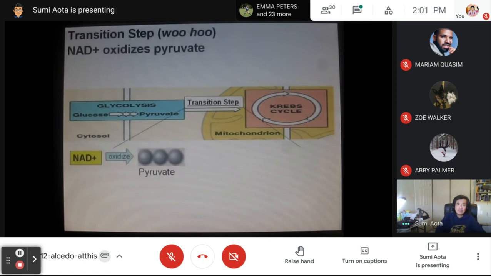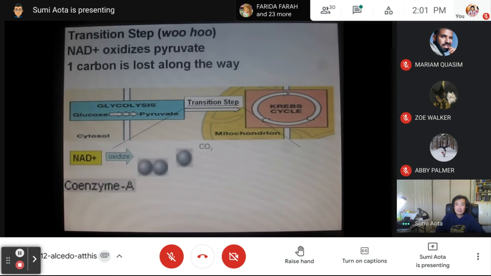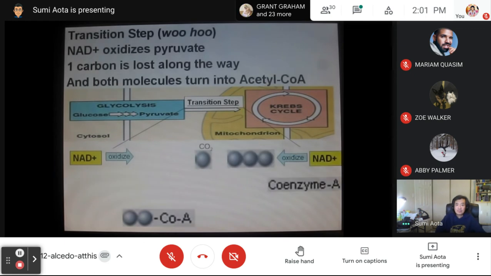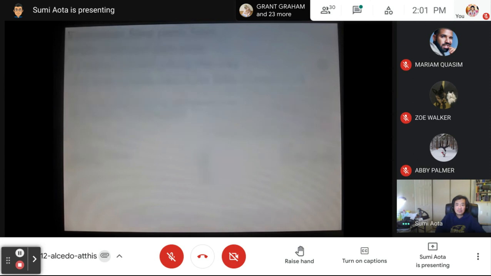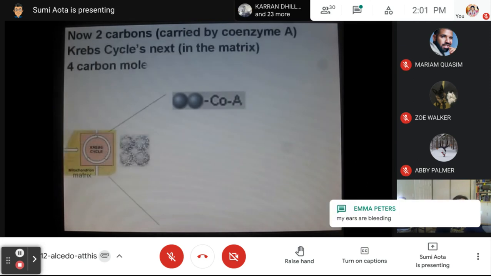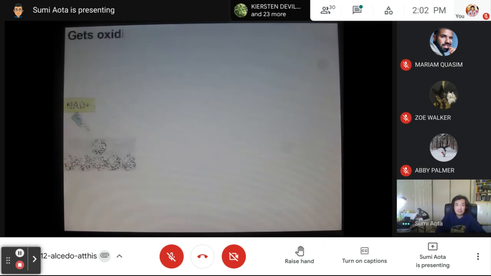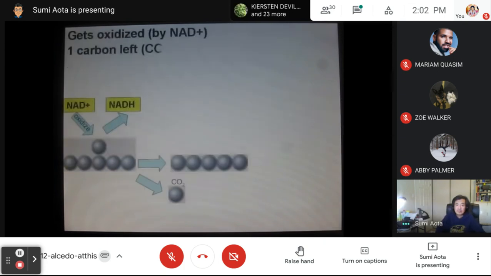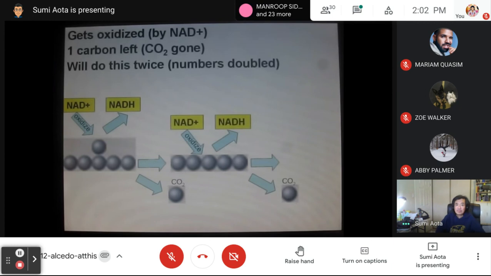And NAD+ oxidizes pyruvate. One carbon is lost along the way, and both molecules turn into acetyl-CoA. Now two carbon, carried by CoA, Krebs cycle is next. In the matrix, a four carbon molecule is already there. The two connect. Now six carbon gets oxidized by NAD+. One carbon left, CO2 gone. We'll do this twice. Numbers doubled.